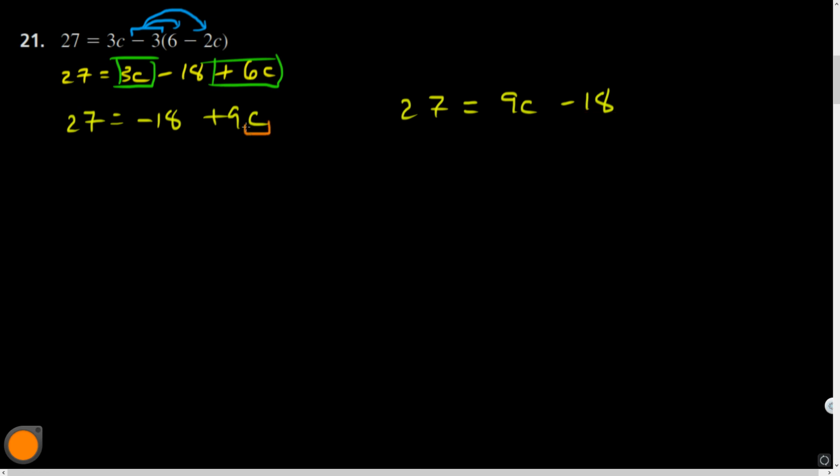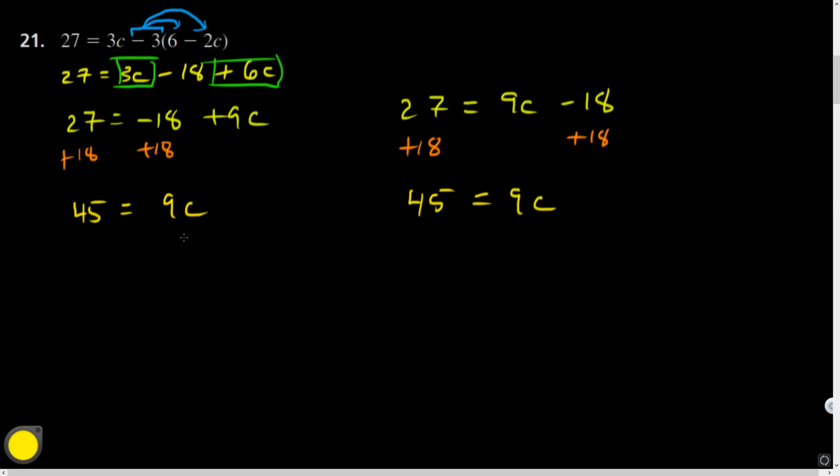My goal is to get c by itself. So I would add 18 to both sides. And that would be the same if I was over here, right? Let's see. So what's that? 45 is equal to 9c. Same thing I'd have here. 45 equals 9c. So you can see that both of those routes ended up converging on the same outcome.